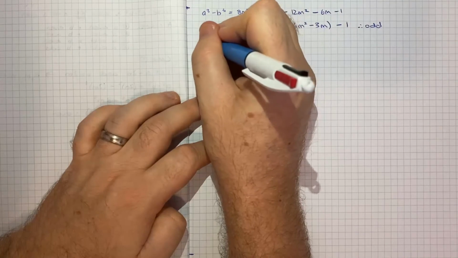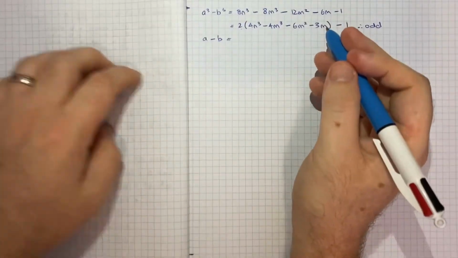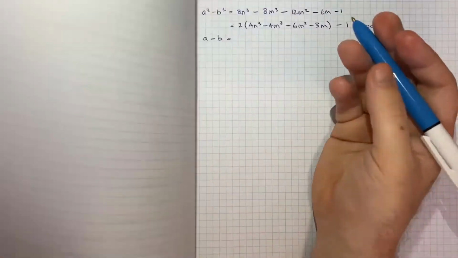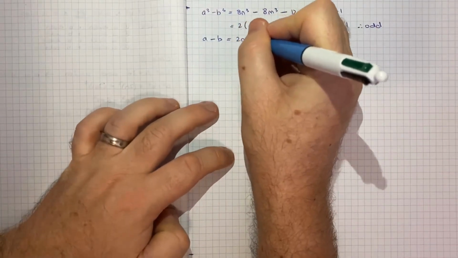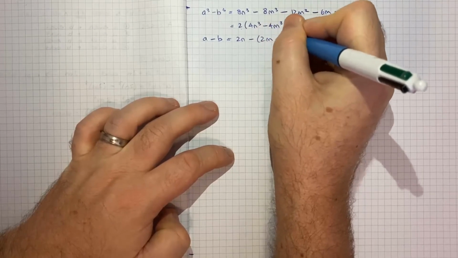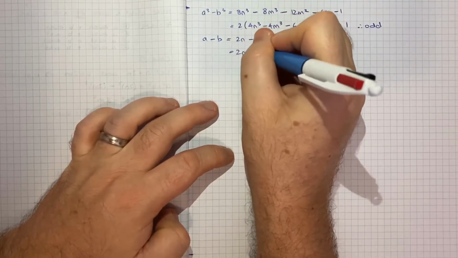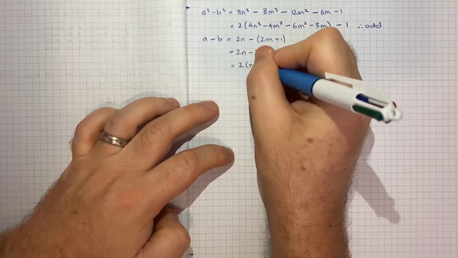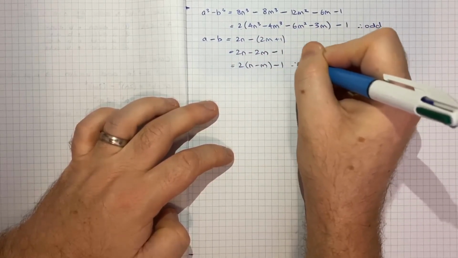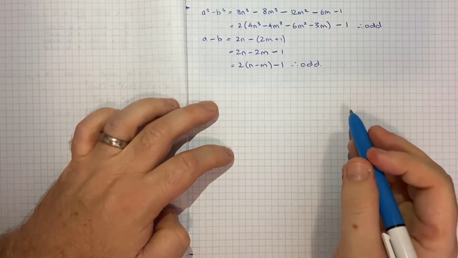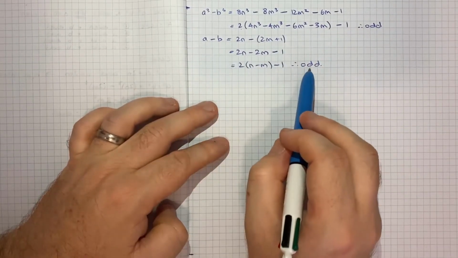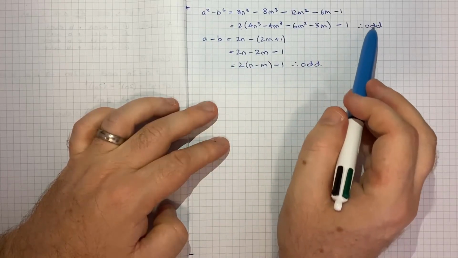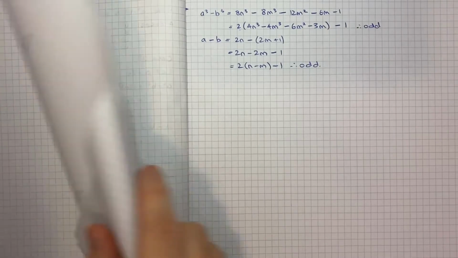So now if I look at a minus b, that's going to be 2n minus 2m plus 1, which equals 2n minus 2m minus 1. We can write that as 2 times n minus m, minus 1, so I can conclude that's odd. So here we had a minus b not being even, and we also had a cubed minus b cubed not being even either. So also a good sign.